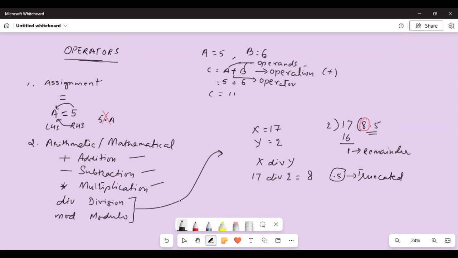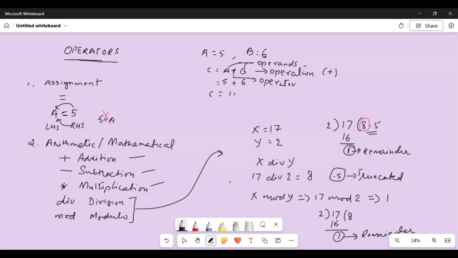Now let us look at the same thing, but we are doing x mod y. So in this case, what is happening? This will be 17 mod 2. The same division will be done. So 17, 8 twos are 16, and the remainder is 1. But this time what we are going to get is the remainder as the result. So I will get my output as 1, which is the remainder. This is what I am going to get back.